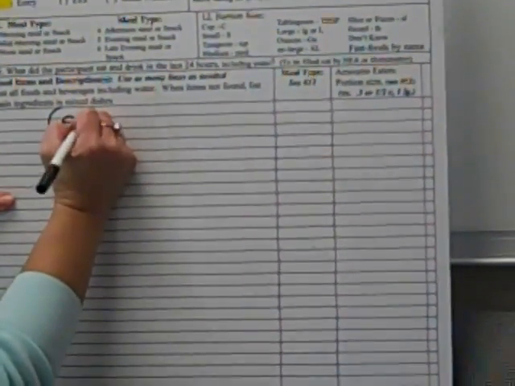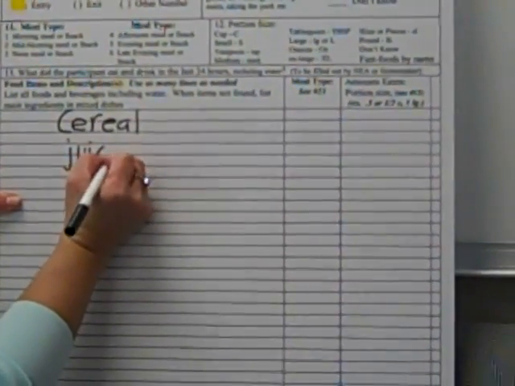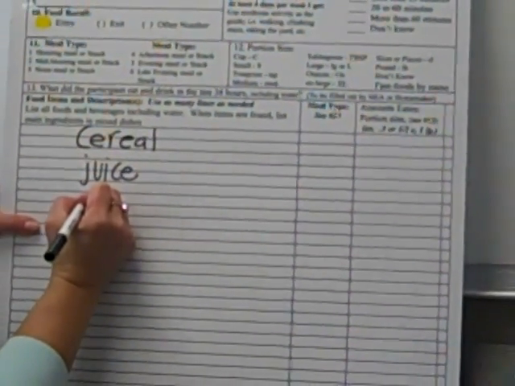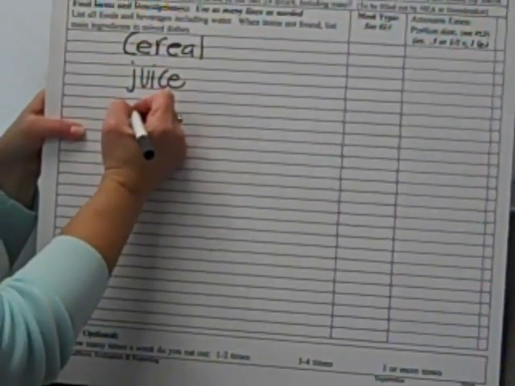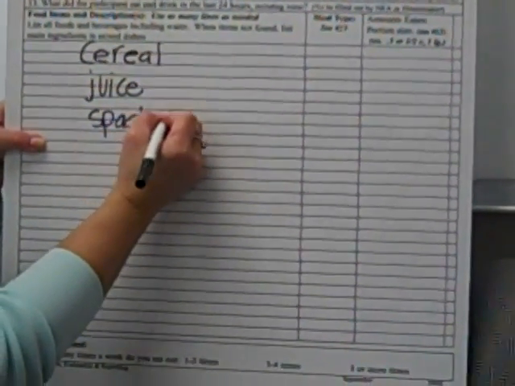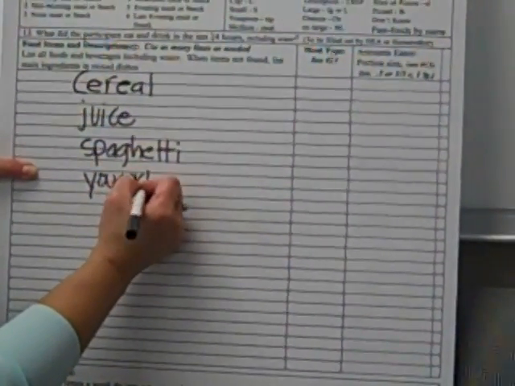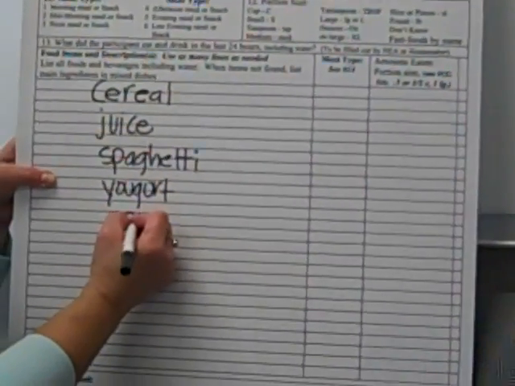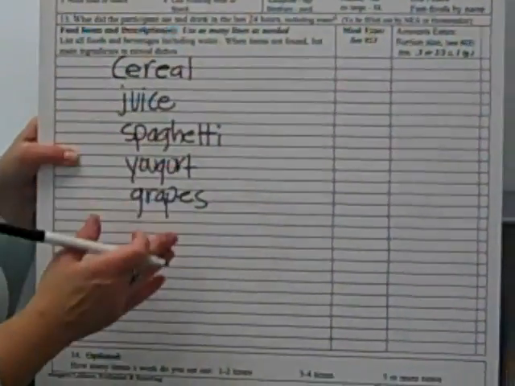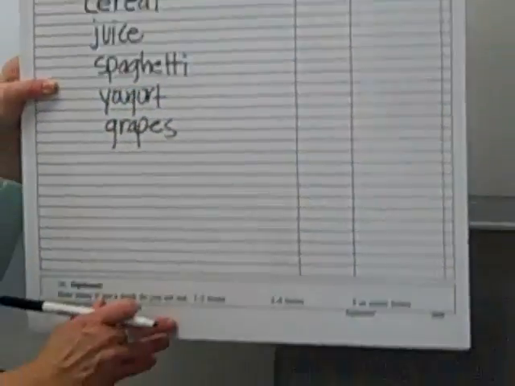For example, yesterday, when I think about what I eat, I think about cereal, I think about juice, I think about, let me see, what did I have for lunch yesterday? Oh, that's right, I had spaghetti, I had a yogurt, I had some grapes. See how I'm not worrying about how much, or when I ate it. I'm just trying to get those basic foods written down.